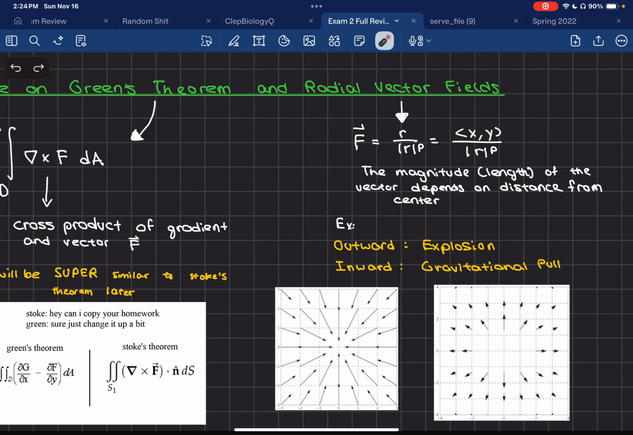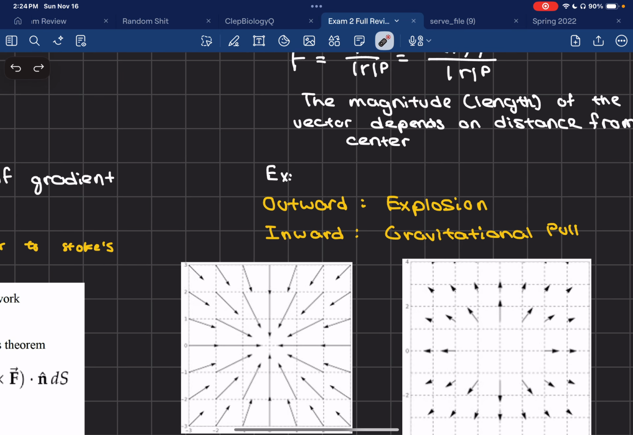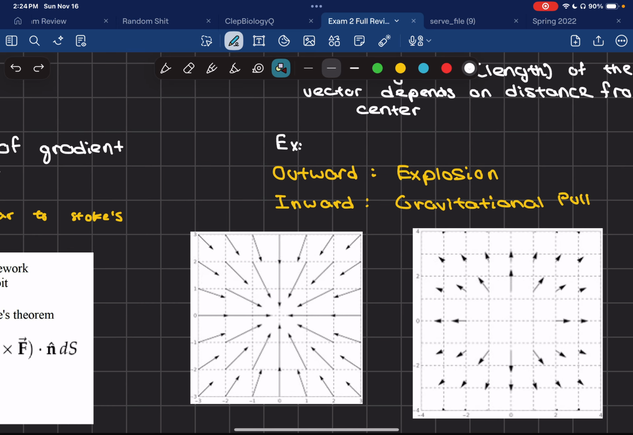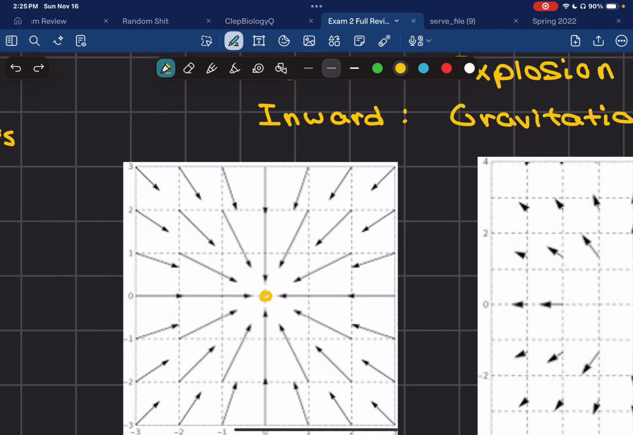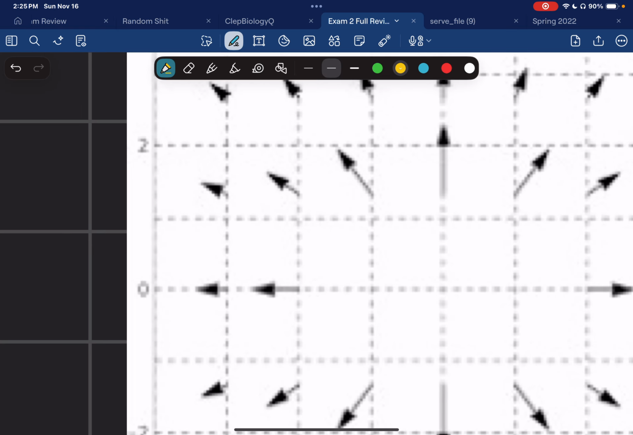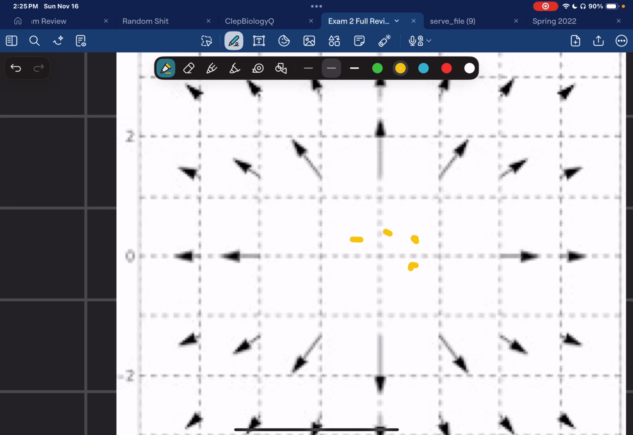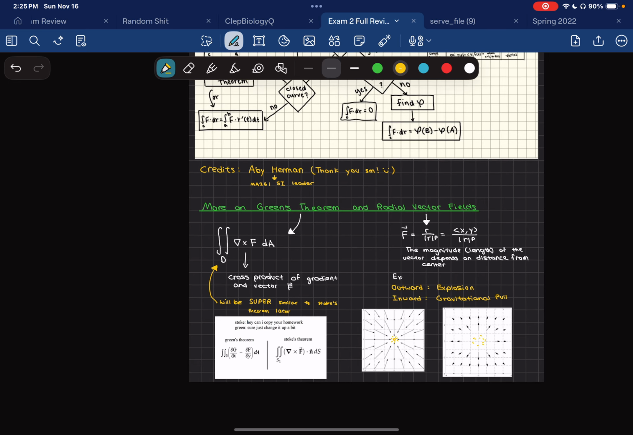This is another way to think of radial vector fields. As I showed you, I didn't really help y'all visualize it, but everything's going in, so it's like the gravitational pull of a star right here, and an explosion. So I don't know, just like a bomb went off or something. That's all I can say for that.